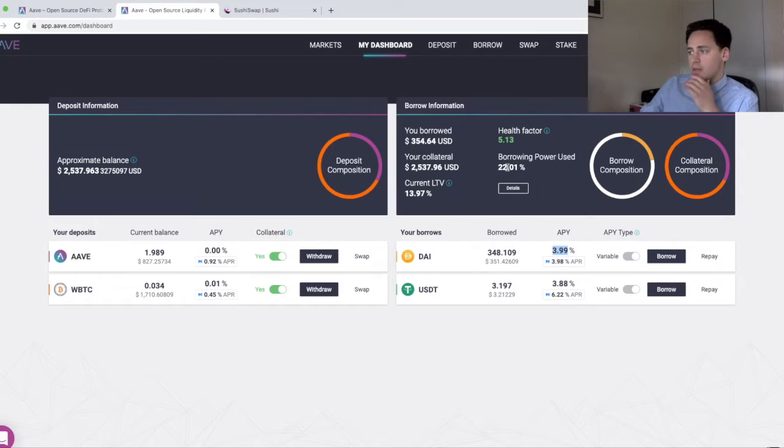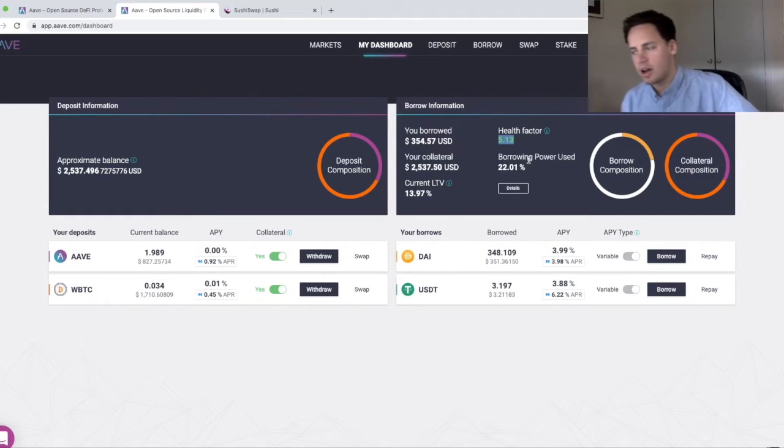which can obviously change. Now we can see that my borrowing power used has dropped from 29 to 22%, and the health factor has jumped up to 5.13. And if you have a health factor of 1, you get liquidated. Now you don't want to get liquidated because, as well as losing the amount that you've borrowed, you also incur a 15% penalty. You get liquidated by external parties, and they are incentivized to liquidate you to receive a portion of that 15% liquidation penalty.